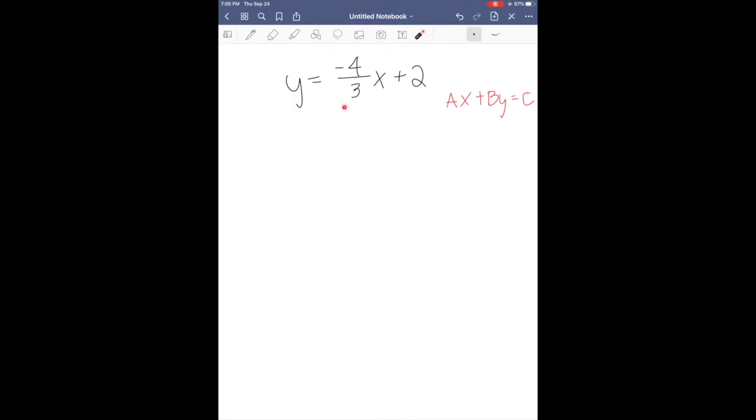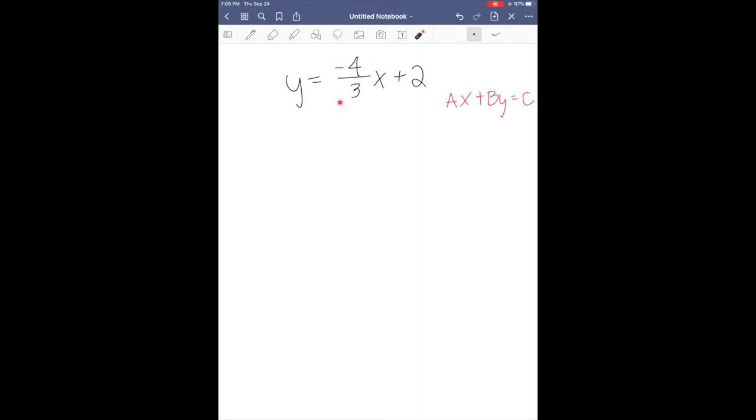Let's say I have this slope-intercept form of the line and I want to rewrite it in standard form. So to do that, notice that in standard form, my values with the x and the y are both on the left side. So we'll have to move this value with the x over to the left side. We also remember that a, b, and c all have to be integers, so they can't be fractions.